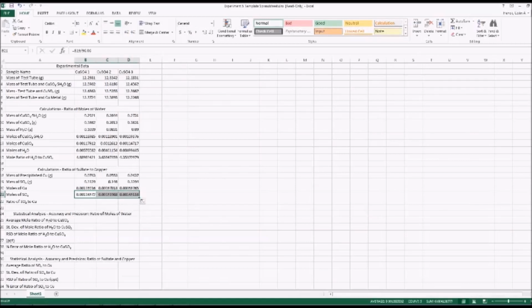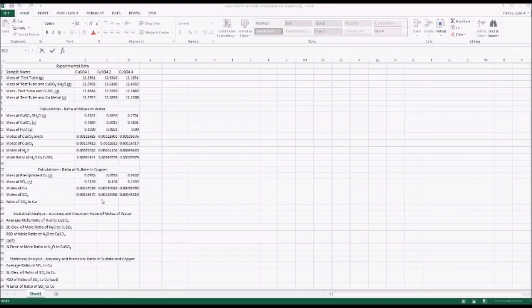Next, we'll find the ratio. To determine the ratio, we need to divide by the smaller number. You can see here that in all cases, the moles of copper is smaller than the moles of sulfate. So to find the ratio, we take the moles of sulfate and divide by the moles of copper. Dragging across, you'll see that all numbers are greater than 1.